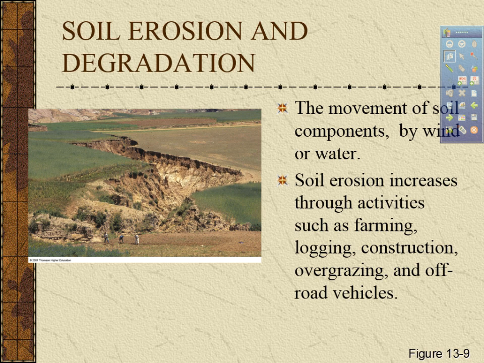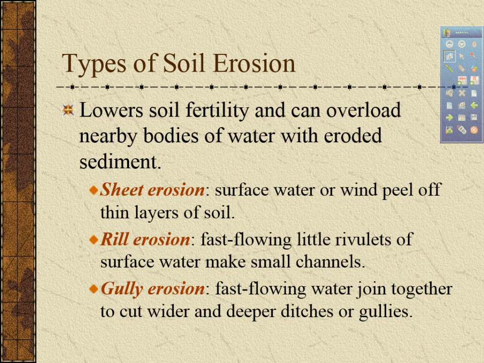Erosion and degradation is just the movement of soil by wind or water or man-made components. We increase erosion with farming, logging, and construction, all of that stuff. All of this is common sense, nothing new here. The types of erosion are sheet erosion, rill erosion, and gully erosion.